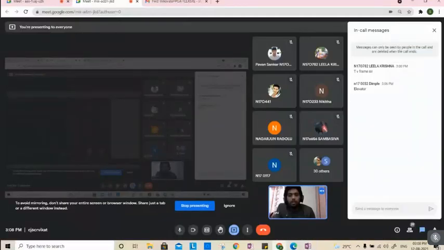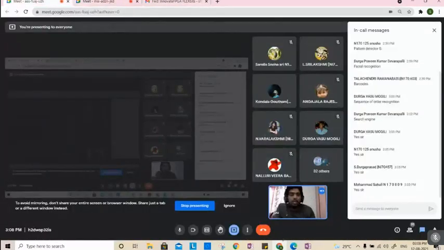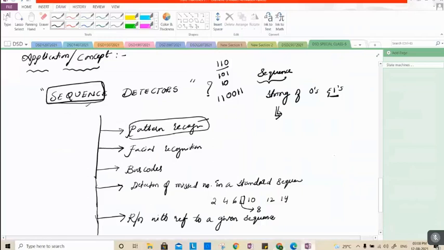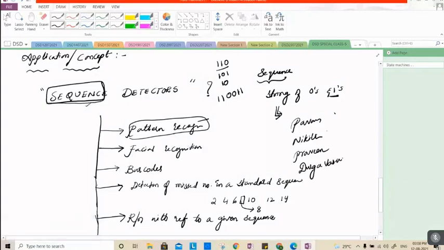Suppose there are students: Pawan, Nikita, Praveen, Durga Vasu. Now we may design a sequence detector in such a way that whenever these 4 students are entering the classroom, an alarm should be activated. If 4 students are in sequence, first Pavan comes, next Nikita comes, next Praveen, next Durga Vasu.